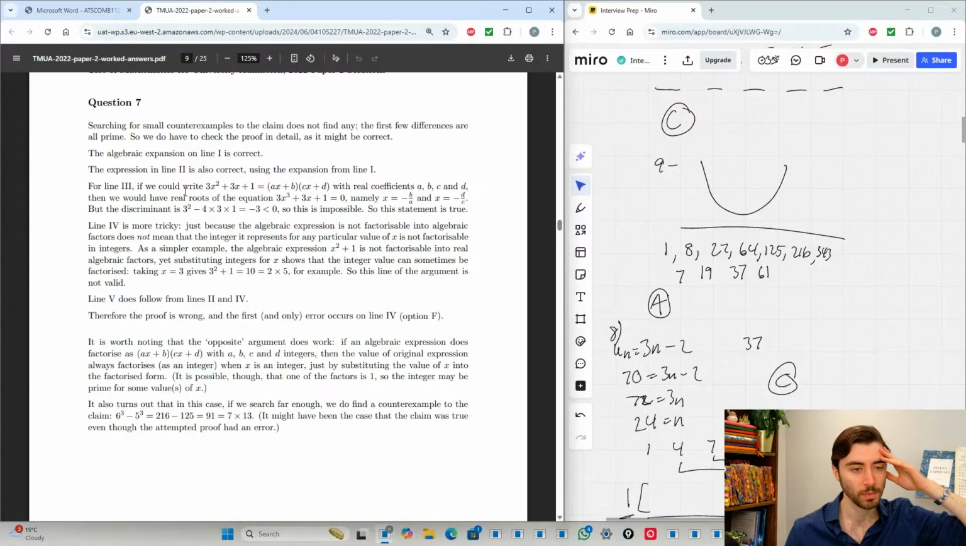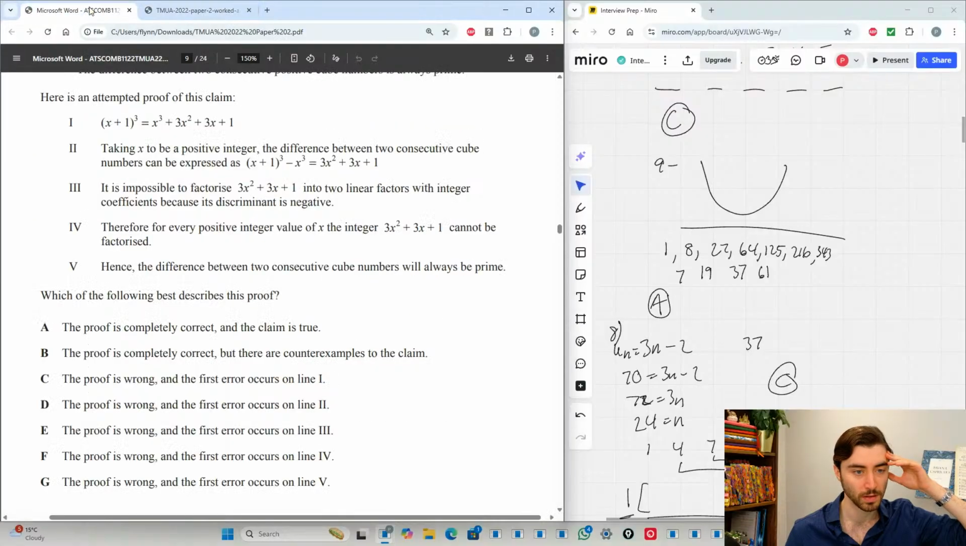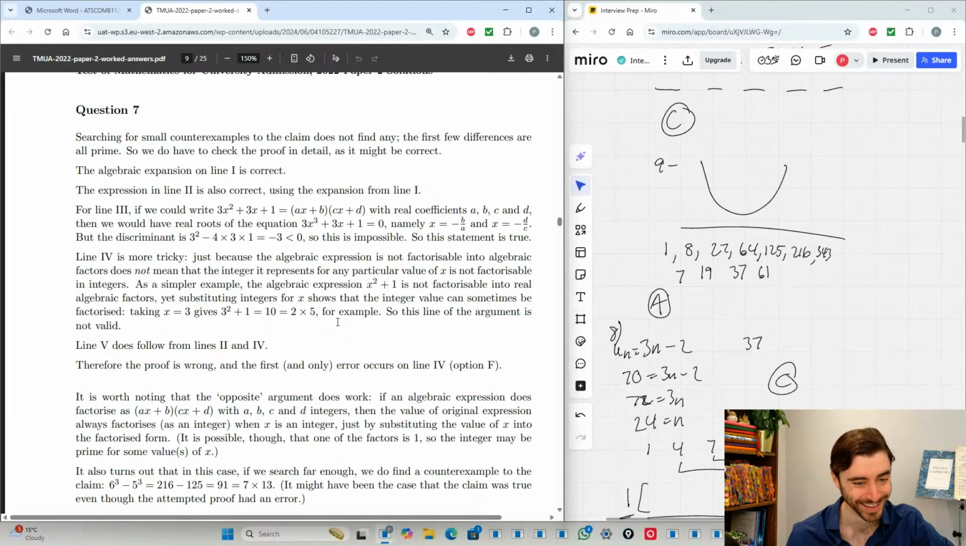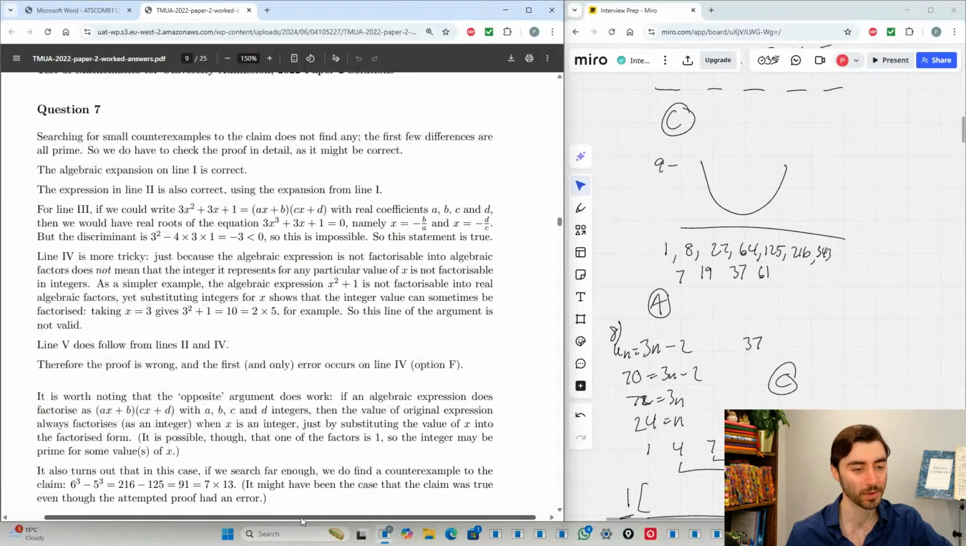So for line 3, we could write that with real coefficients. Then we would have roots. The discriminant is less than 0, so this is impossible, so the statement is true. Yeah, line 4 is more tricky. You don't say solutions. All right, line 4 is tricky. Just because the algebraic expression is not factorizable does not mean the integer it represents is not factorizable as integers.